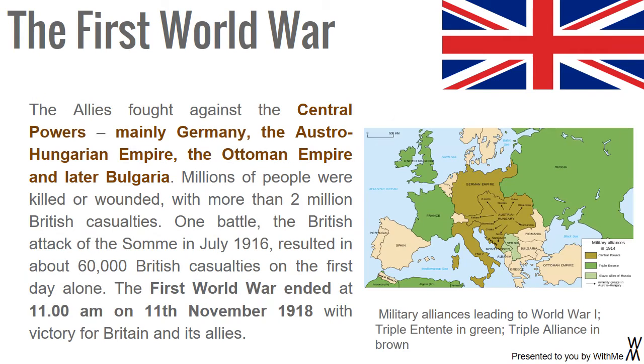The Allies fought against the Central Powers, mainly Germany, the Austro-Hungarian Empire, the Ottoman Empire and later Bulgaria. Millions of people were killed or wounded, with more than 2 million British casualties. One battle, the British attack of the Somme in July 1916, resulted in about 60,000 British casualties on the first day alone. The First World War ended at 11 a.m. on 11th of November 1918 with victory for Britain and its allies.